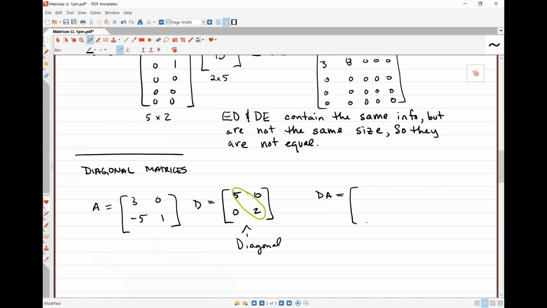All right, so if I'm going to do D times A, this is [5, 0; 0, 2] times [3, 0; -5, 1]. Let's see what happens when we multiply this out. You can do it yourselves and check my work, please do, because obviously I make mistakes. So I get 15 here, 0 here. And then on this bottom one, I'm going to get 0, minus 10, and 2.